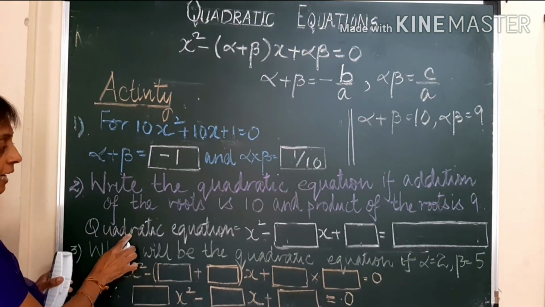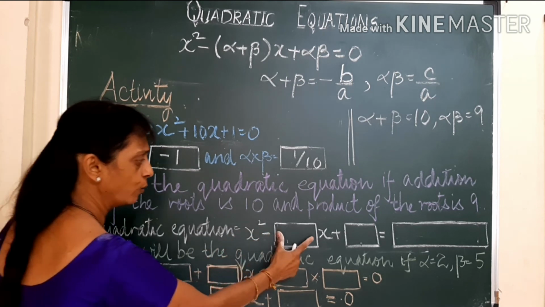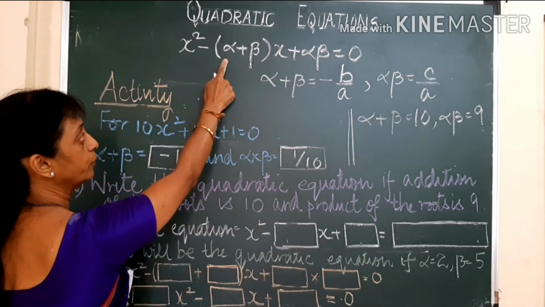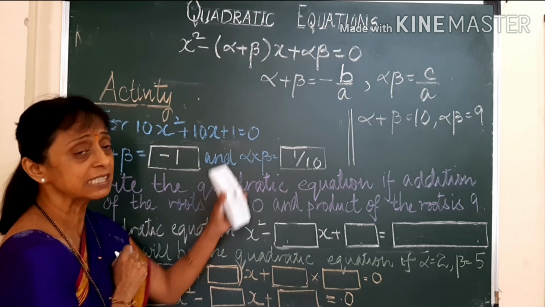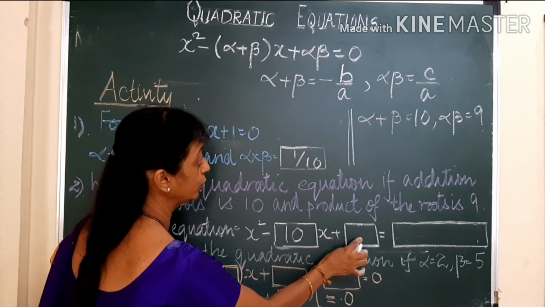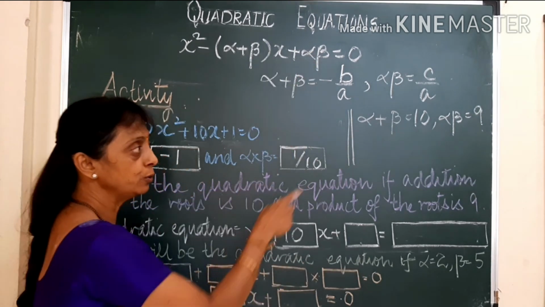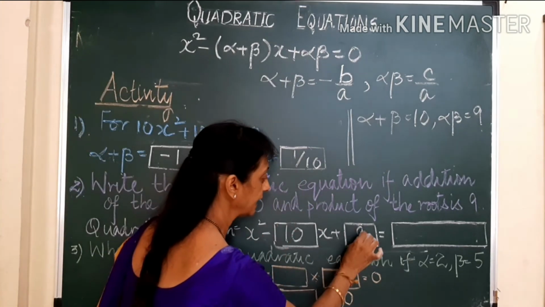So let's solve. Therefore, the quadratic equation will be equal to x squared minus, what do you put in over here? Here you put in alpha plus beta. That means the answer that they have given for the sum of the roots. That is 10. Plus, what do you write over here? The product of the two roots. The answer for the product of the two roots is given as 9.